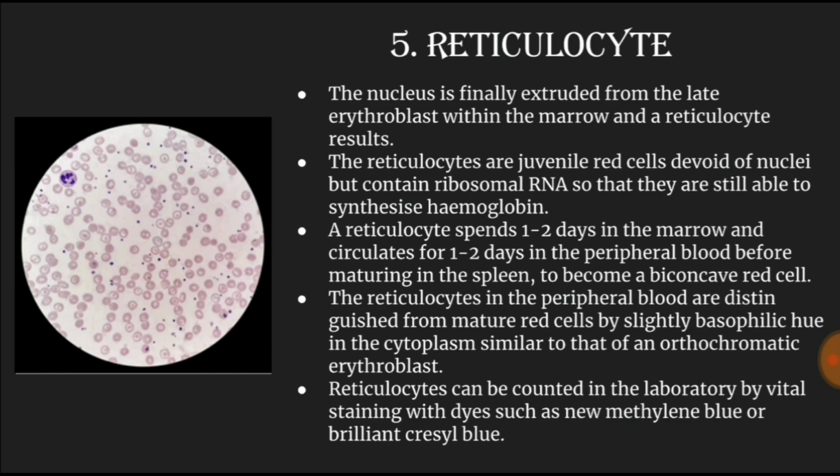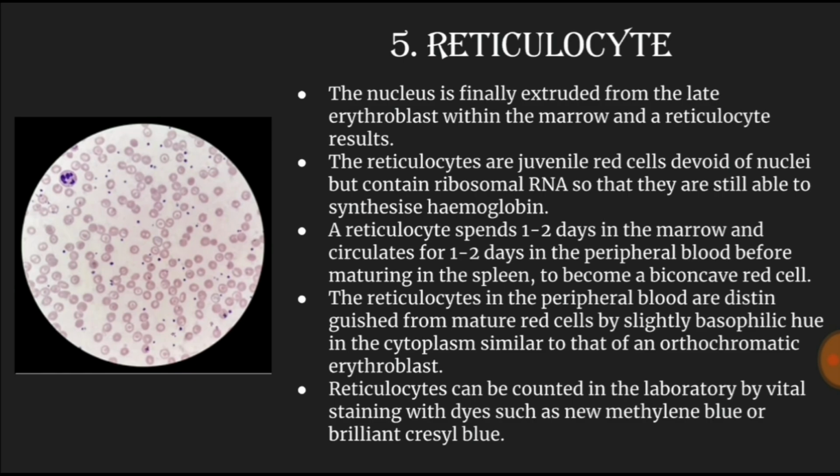So all this process till the reticulocyte is taking place inside the marrow, and after that 1 to 2 days the reticulocytes are released into the circulatory system, and in the circulatory system they get matured into an RBC, which is biconcave shaped.